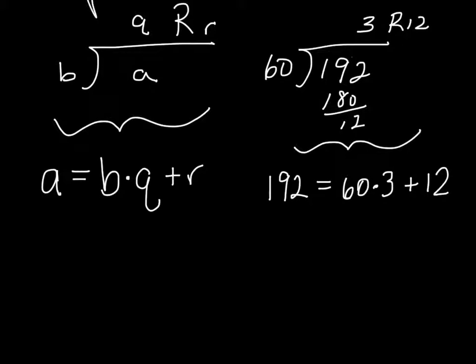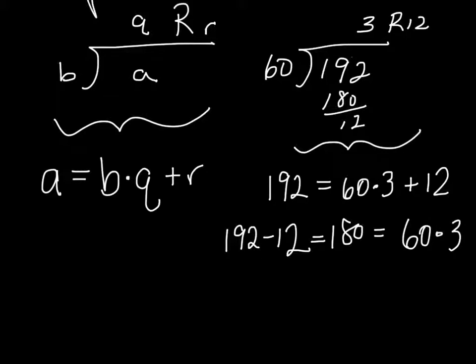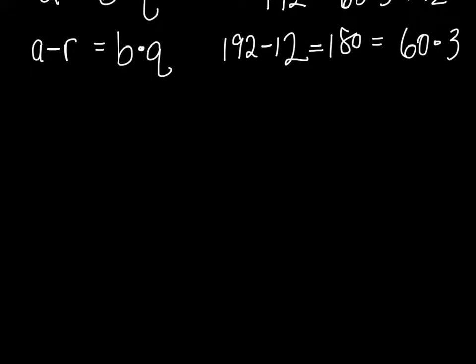What we're doing here is subtracting 12 from both sides. What I get is 192 minus 12, which is 180, and we've figured out one possible factorization of 180. In other words, if I subtract the remainder from A, I'm factoring what's left over. Then we said the best way to list all the factors of 180 is in pairs.